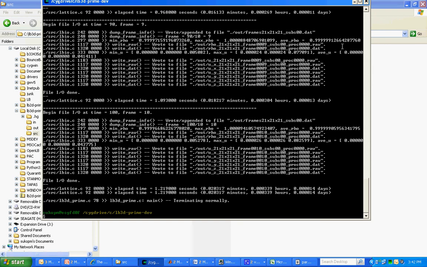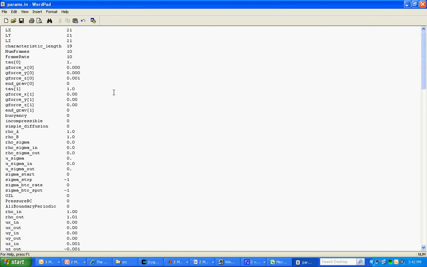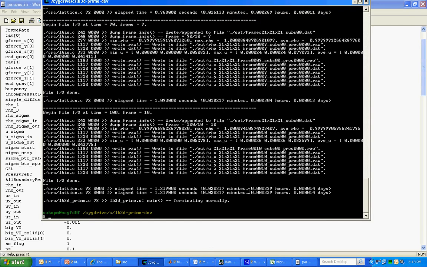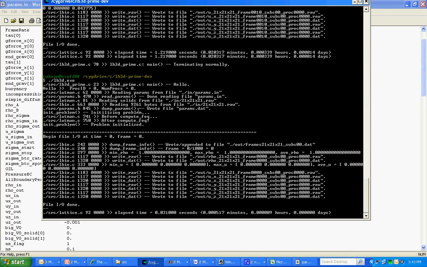So now we will go back and modify our params.in file so the program runs for a longer time. Perhaps 10 frames is still good, but let's choose 1,000 time steps per frame. And I think we will achieve equilibrium under these circumstances. After just a minute or so, we have the results.